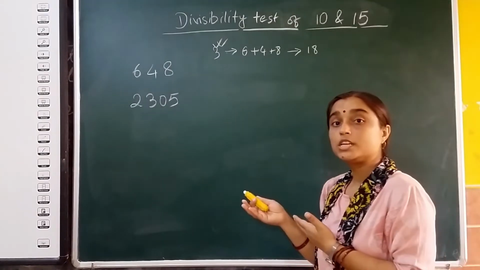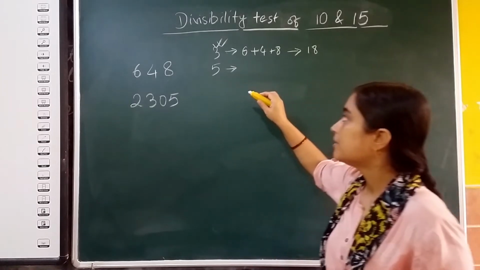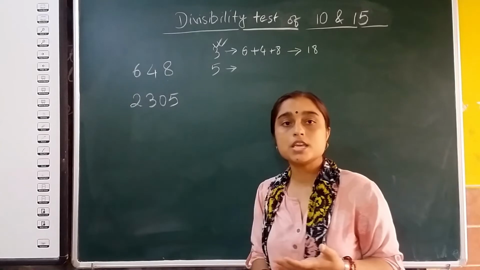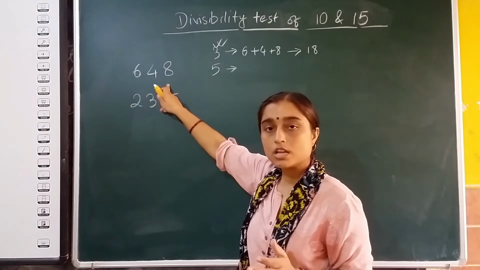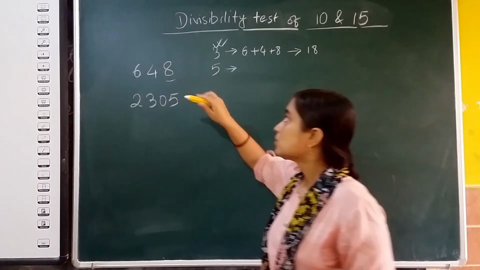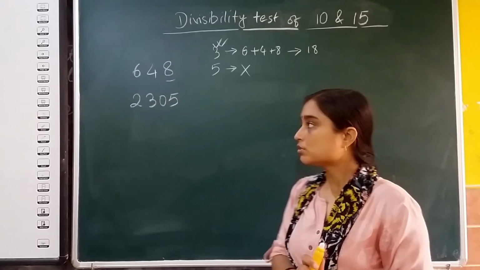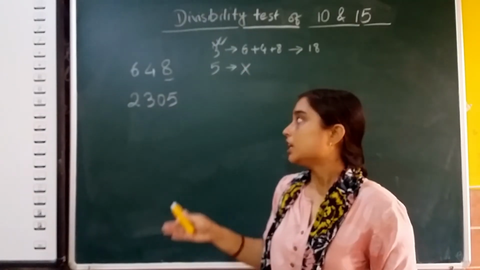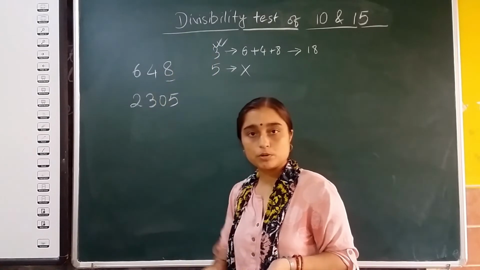Now, for checking 15, we have to check for 5 also. What is the test for 5? The ones place digit should be 5 or 0. Here the ones place digit is not 5 or 0. It is 8. So this number is not divisible by 5. Now according to this divisibility test of 15, if the number is divisible by 3 only and not 5, it is not divisible by 15.